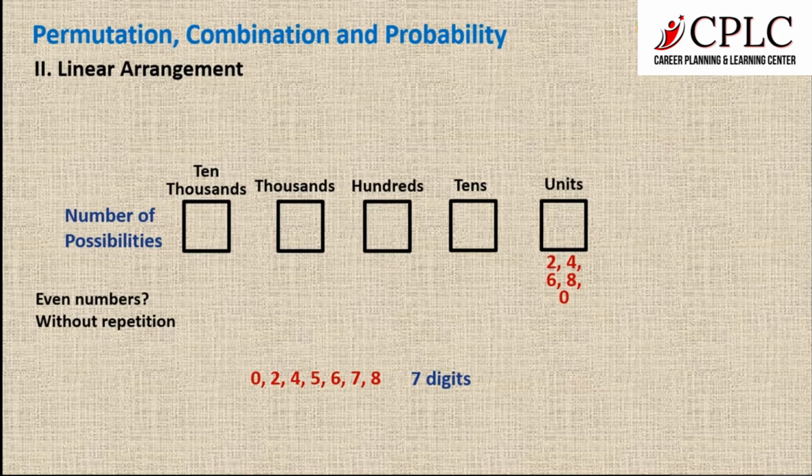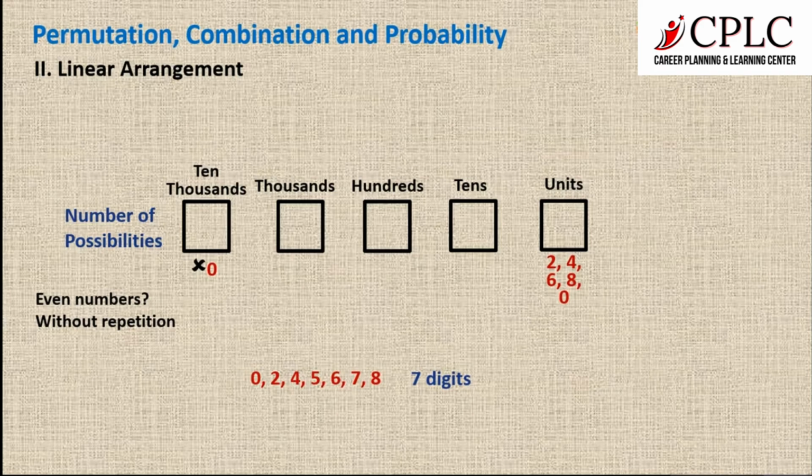And we also know there is an additional restriction on the 10,000s place: 0 cannot come there, because otherwise the number will be a 4-digit number. So considering these two things, you clearly realize that 0 is the digit which has a dual restriction. And that is what you are also going to realize here.